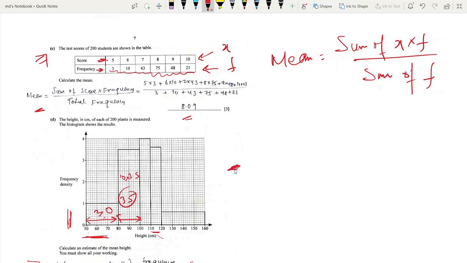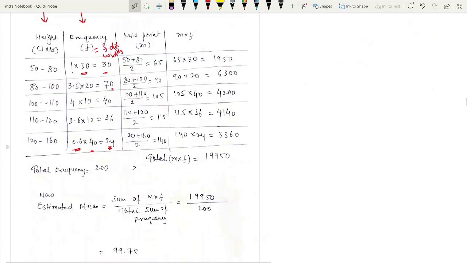But for this part, instead of giving the x values directly, they have given classes. And how can we find the values from those classes? We have to find mid values. We don't have exact values, right? We have this class, so for that we have to find the mid value. How can we find the mid value of 50 and 80? Just add and take the average: 50 plus 80 over 2. I have shown it here. This is 65. So this will act as an x value.